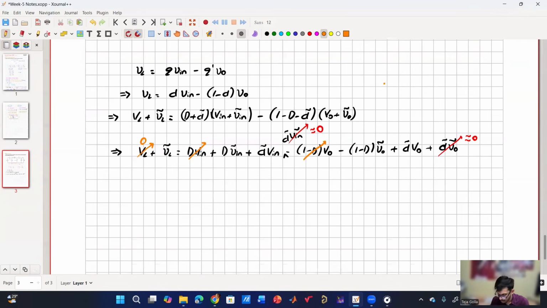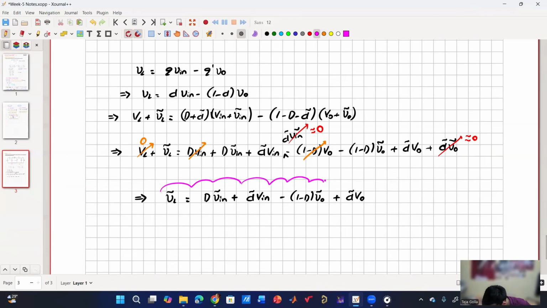Now let us write the overall expression. So VL tilde is equal to D into Vin tilde plus D tilde into Vin, minus 1 minus D into V0 tilde plus D tilde into V0. Is it clear so far? Any confusion?